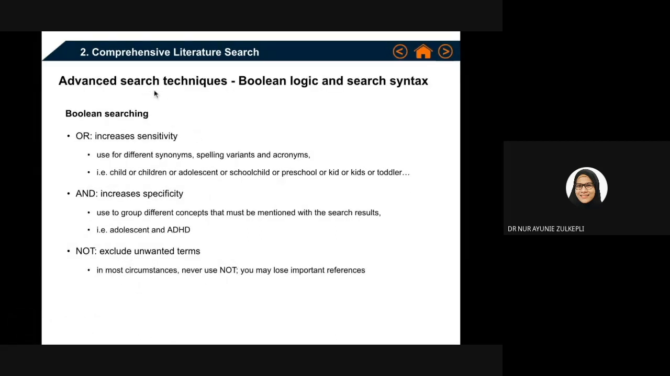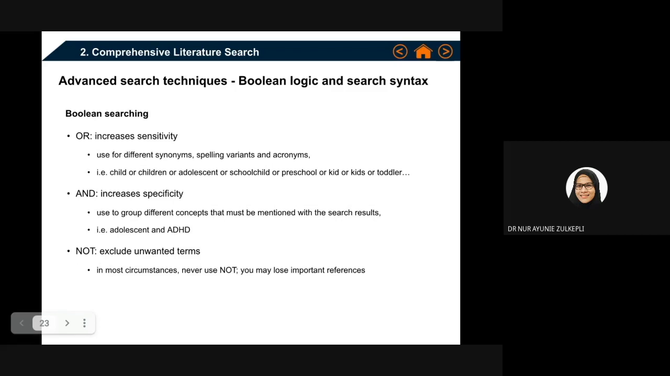Okay, so for advanced search technique, I give an example of Boolean searching. You can use OR, for example. Because I'm a molecular biologist, I cannot think of a topic about a qualitative study. So for example, anti-cancer and anti-inflammatory, anti-cancer or anti-inflammatory and plant X, for example. So you use or and. Or will increase the sensitivity, and will increase the specificity, not will exclude the unwanted term. But be careful when using not.